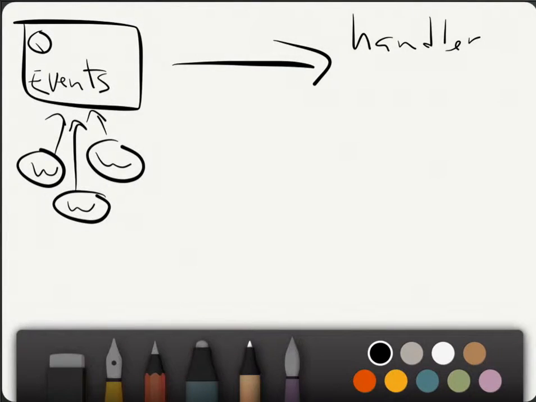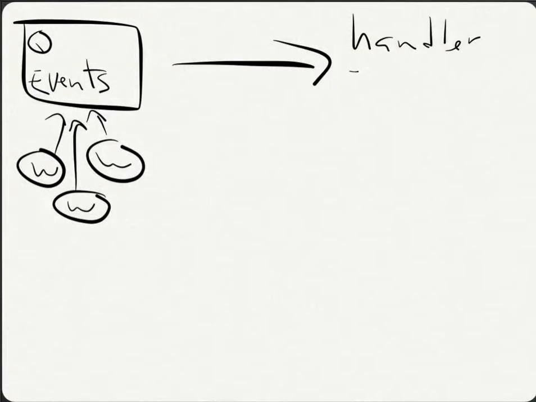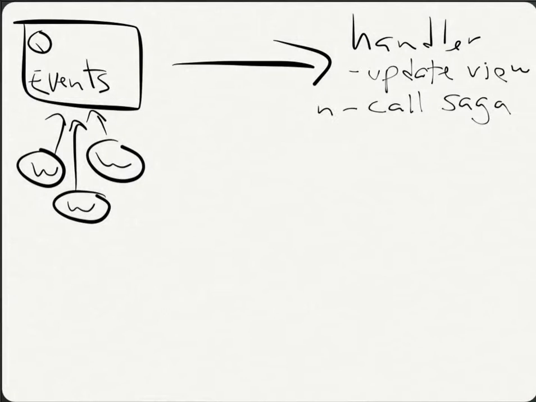Let me just jot them here. We could update a view, or we could call a saga. And these are both n and n. This is plural. This is plural. There's no telling how many handlers there are. So here we have a 1 to n relationship. We don't know how many handlers there are.